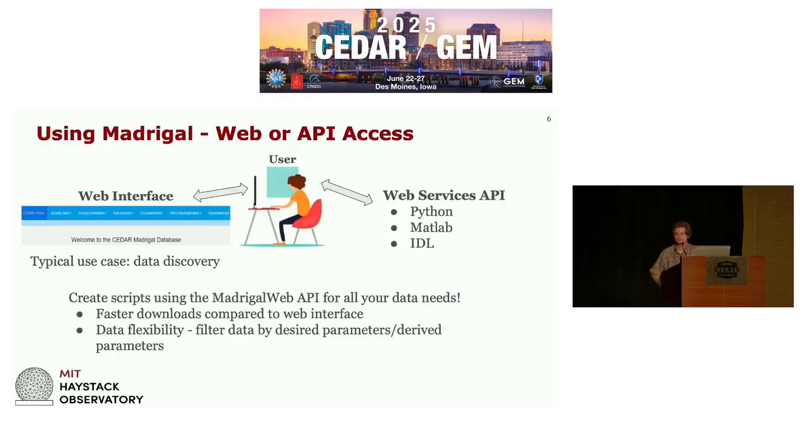So I'm not going to get too much into how exactly to use Madrigal, but if you would like my introductory presentations from the student day, please see me afterwards and I can send those to you. There are two primary ways you can access Madrigal, either through the web interface or through the web services APIs, which are available in Python, MATLAB, and IDL. Those are very useful because they have faster downloads compared to the web interface, and you can filter data by your favorite parameters and derived parameters.